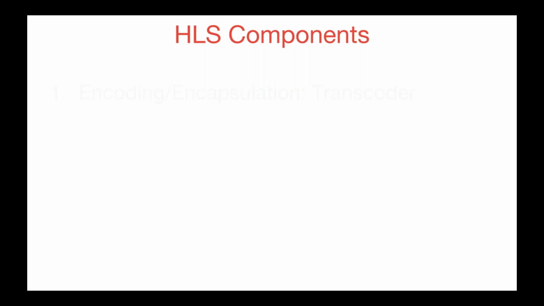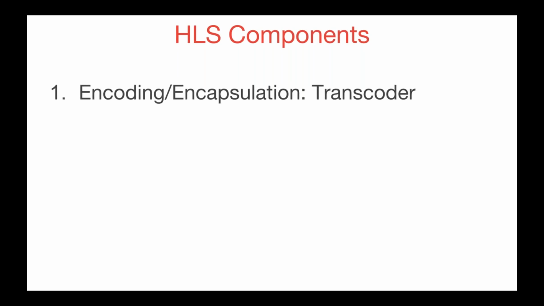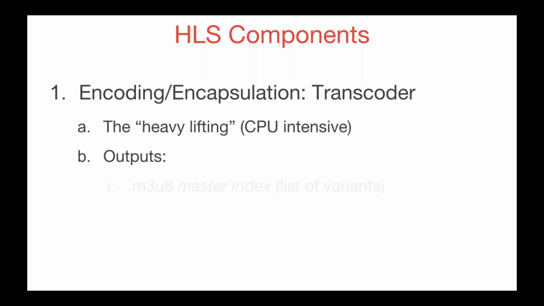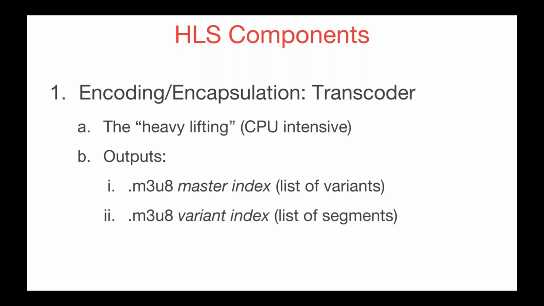Let's look at the components of how HLS happens. First, there's an encoding layer, an encapsulation layer, sometimes known as a transcoder. In the world of Amazon, this would be the Elastic Transcoder. It does the CPU-intensive heavy lifting of taking a video input and outputting an index which lists the different variants being created. Those are the different bandwidth versions of the video, and an index for each of those variants. So there's a list of the variants, then a list for each variant of which segments are in that variant, and then a bunch of TS files containing each segment.